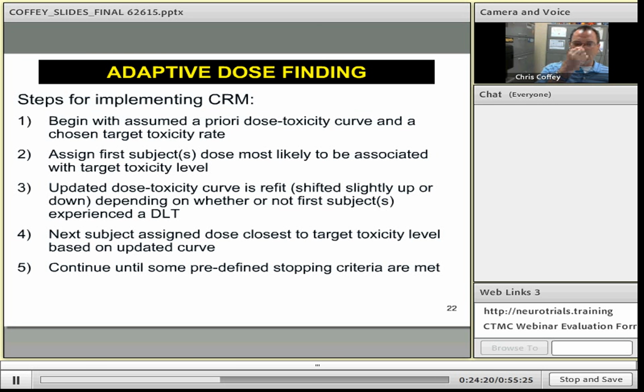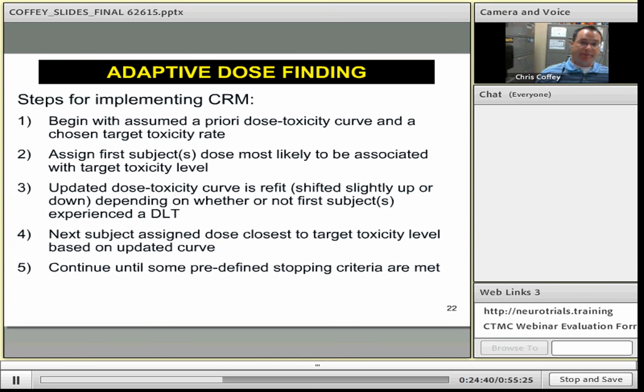You then treat that subject, see whether or not they have a DLT, and then refit the curve. So you get a posterior distribution, in statistical terms, of the curve that incorporates both your prior assumptions, so the assumed dose toxicity curve that you started with, and the outcome in the subject or number of subjects that you've treated to date, to get a refit curve.